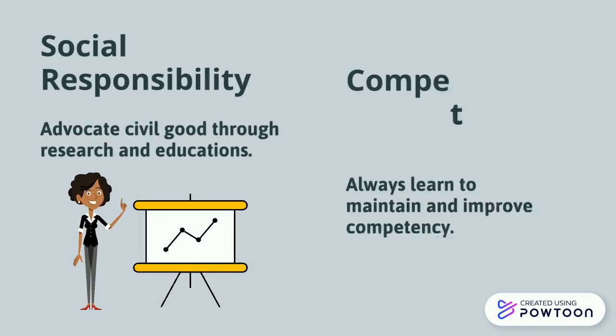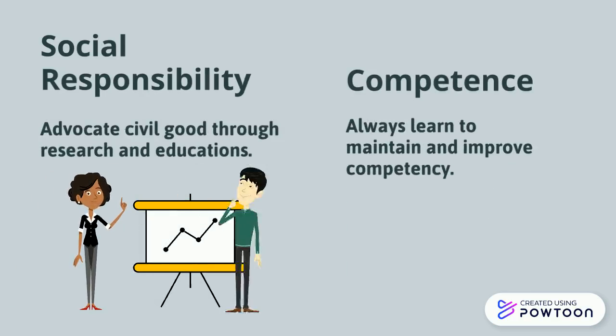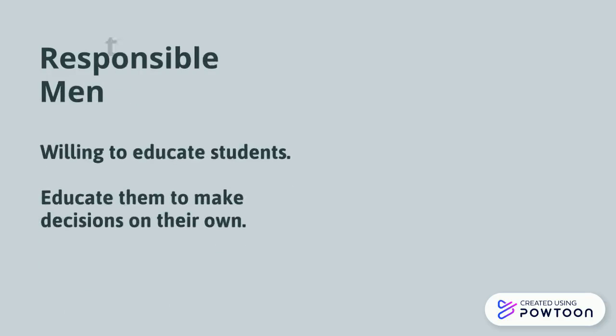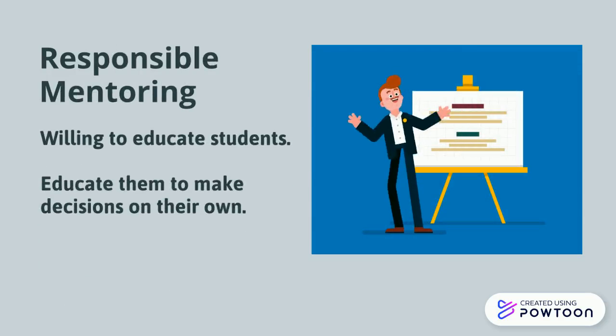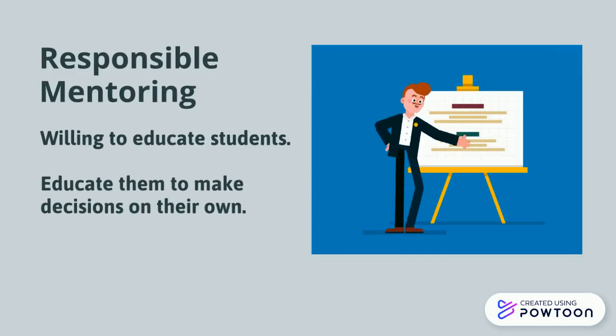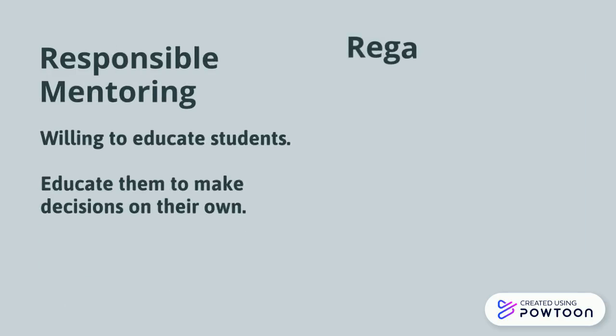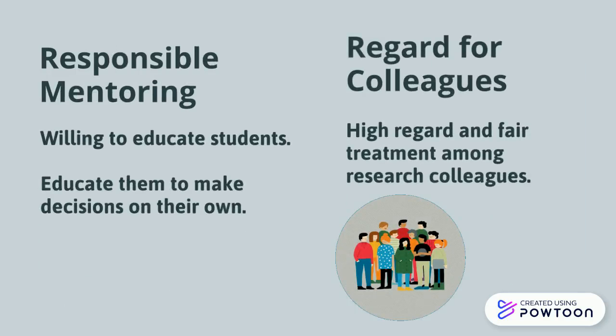14. Competence. Researchers should keep learning to maintain and improve competency. Next, responsible mentoring. A good researcher is willing to educate students and encourage them to make their own decisions. Lastly, regard for colleagues. A researcher should have high regard and fair treatment among research colleagues.